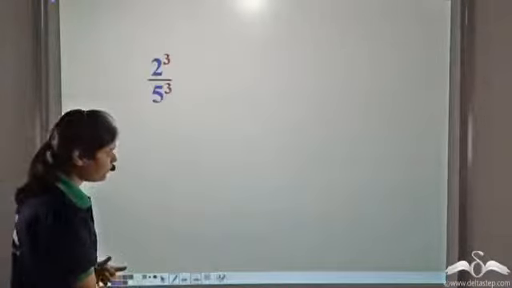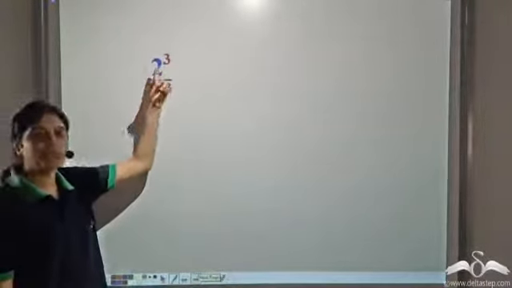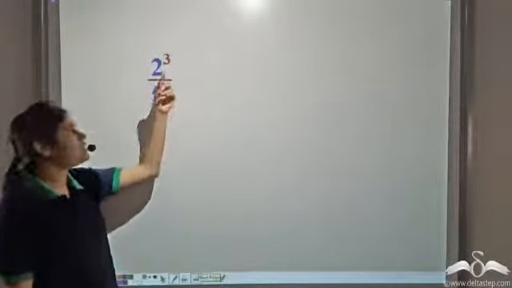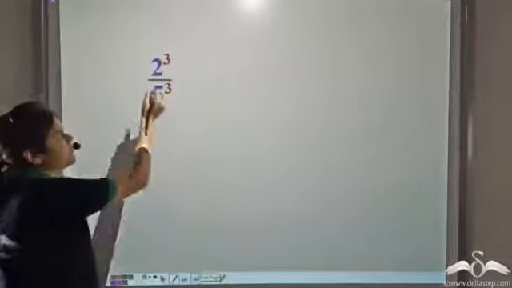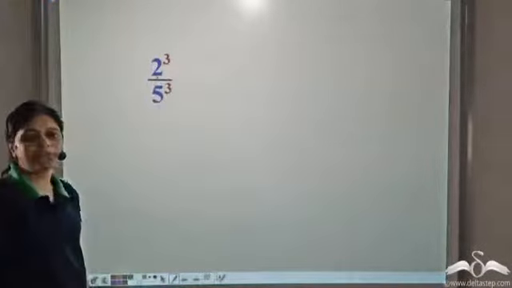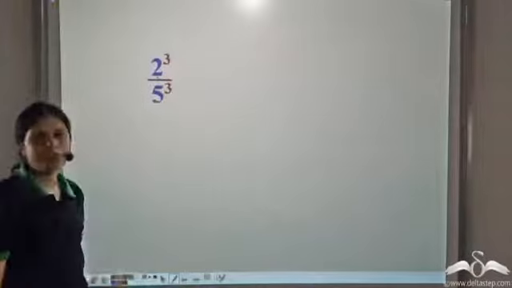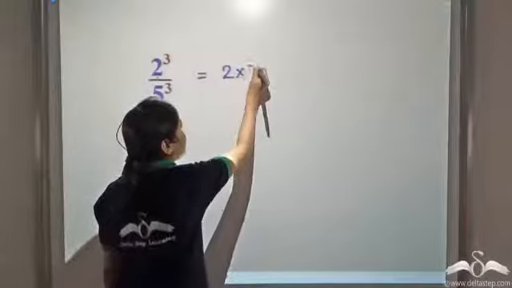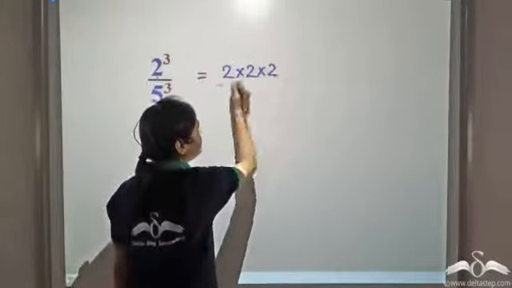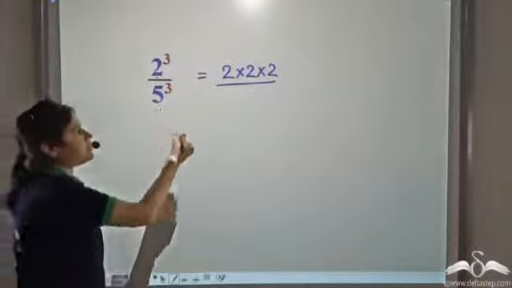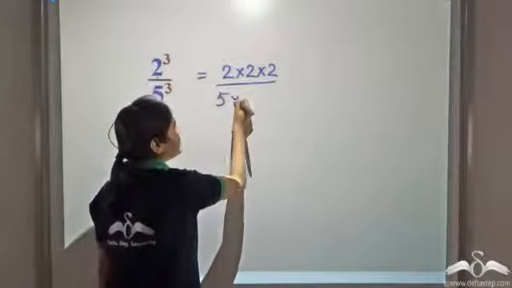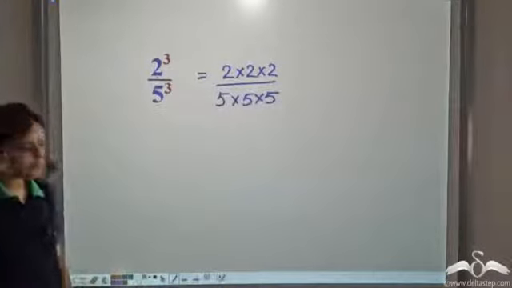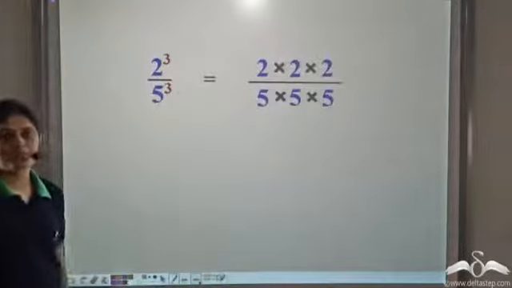Let us see. We have 2 to the power 3 divided by 5 to the power 3. So we have these two exponential numbers. In this, the bases are different, but the powers are same. Now 2 to the power 3 is 2 multiplied 3 times. And 5 to the power 3 is 5 multiplied 3 times.